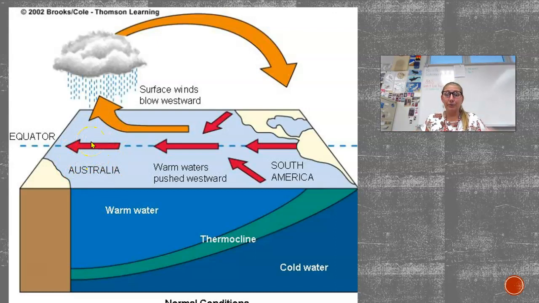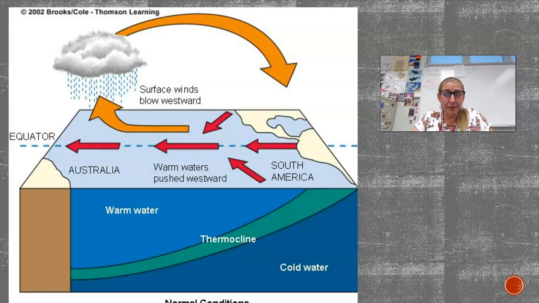And because we have a lot of warm water over here in the western Pacific, you also get a lot of evaporation. Because you have a lot of evaporation, that water vapor will eventually cool and condense and come down as rain. So you do get an okay amount of rainfall over here in the western Pacific. Because a lot of warm water means more evaporation, which means more condensation and precipitation. So that's ocean currents under normal conditions on the surface.